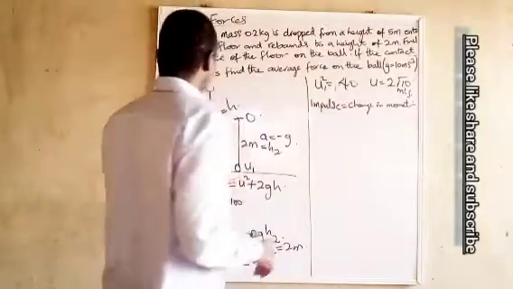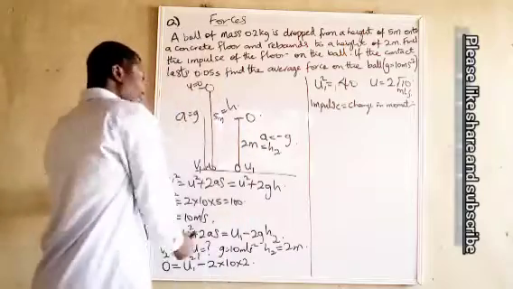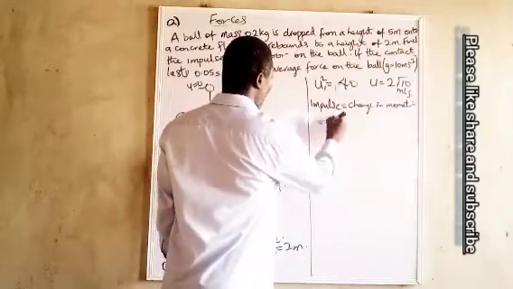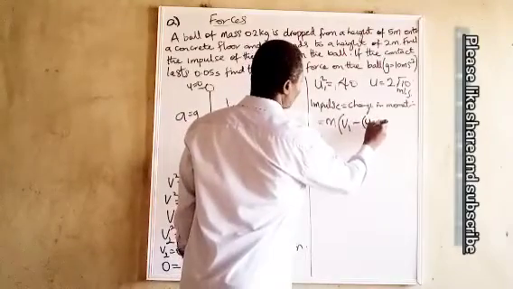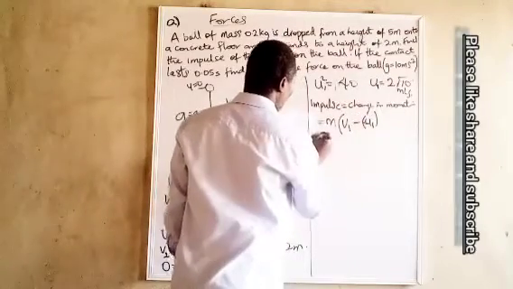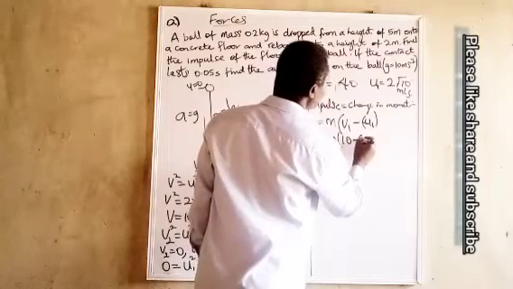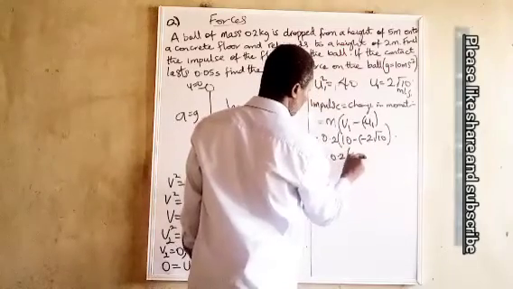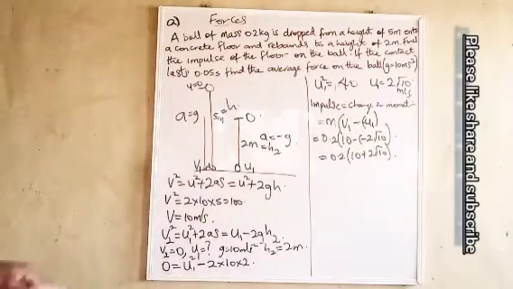Now, let's take the force upwards as positive, and the motion downwards as negative. So we have impulse will now be equal to m into v1 minus u1, because that is going up now. We have found the values here now. So it should be 0.2 into 10 minus minus 2 root 10, and that is 0.2 into 10 plus 2 root 10. That is the value of the impulse.